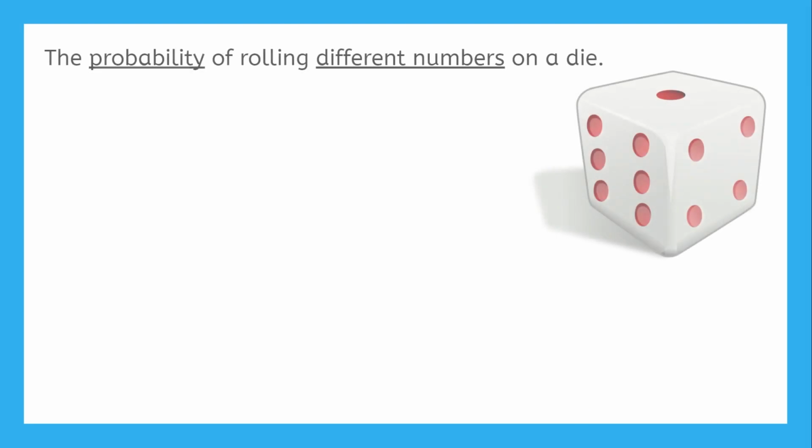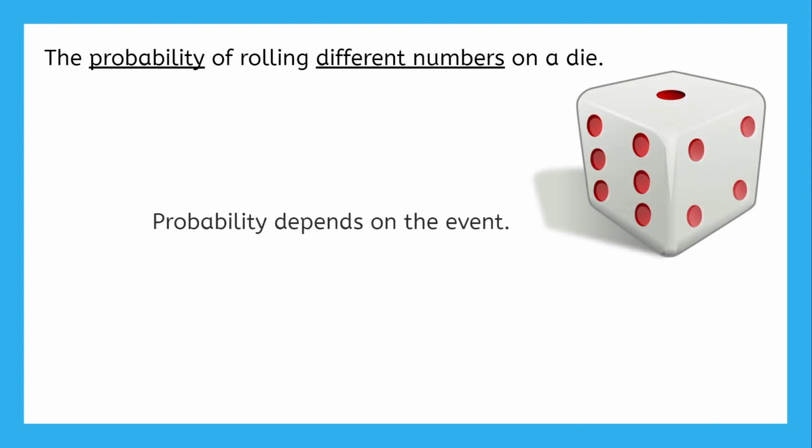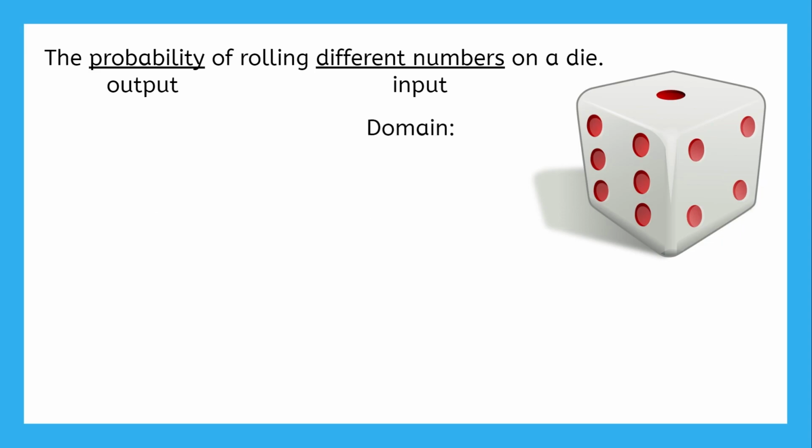For instance, the numbers on a die and the probability of rolling each one. Probability of something happening depends on what the event is. So which side of the die is rolled is the input, and the probability is the output. The domain is based on the inputs. So what are the possible inputs, or in other words, what numbers can we roll?